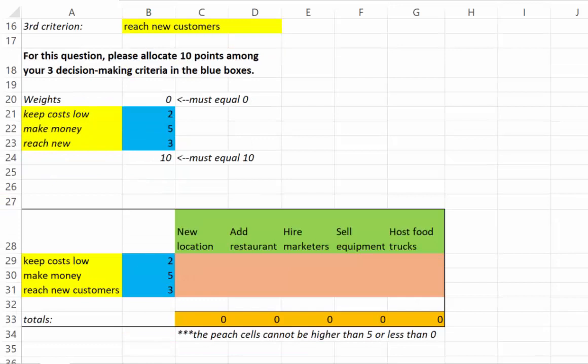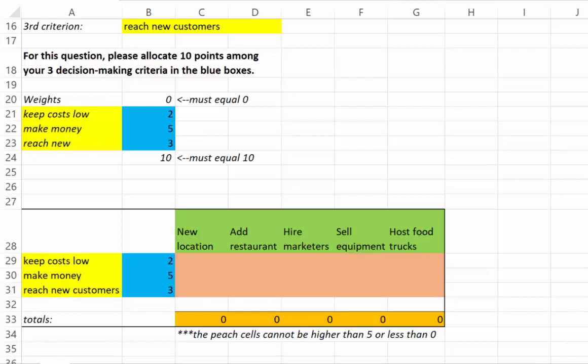Now you're going to score the ideas on how well each meets the criteria you've specified. You get up to 5 points for each peach cell. If the idea maximizes the criterion, give it a 5. If it doesn't help the business with the criterion at all, give it a 1. If it's somewhere in between, give it a 2, 3, or 4. You can use partial points like 2.4 if you want, but no more than 5 and no less than 0. If you enter a score outside those parameters, it will turn the cell red.